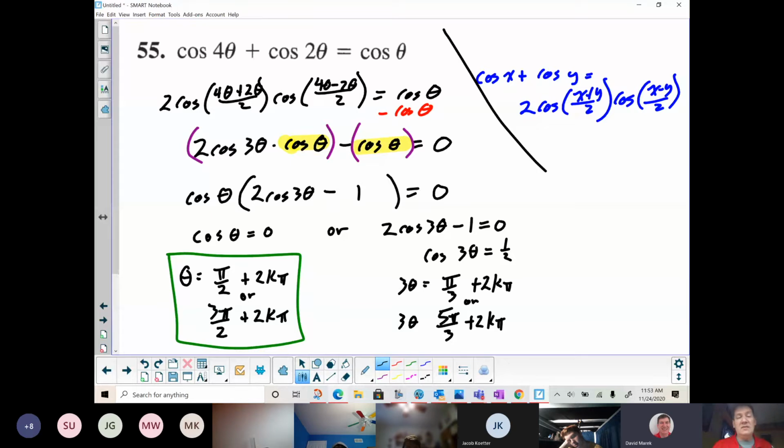But again, from my second factor, that's not what theta is. That's what 3 theta is equal to. So yay, divide everything by 3. Well, pi over 3 divided by 3 should give me pi over 9.